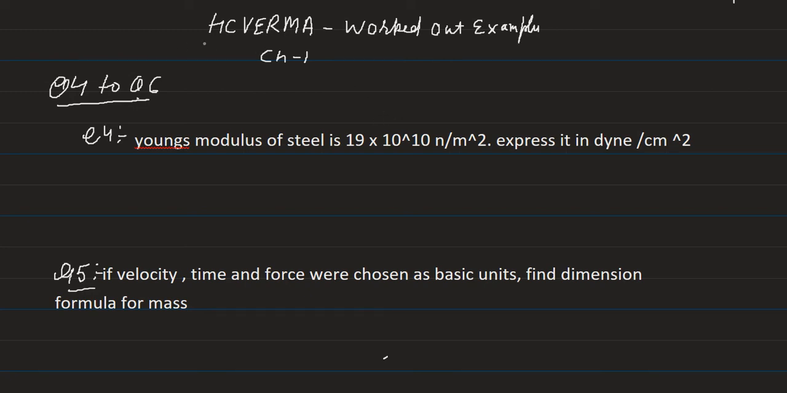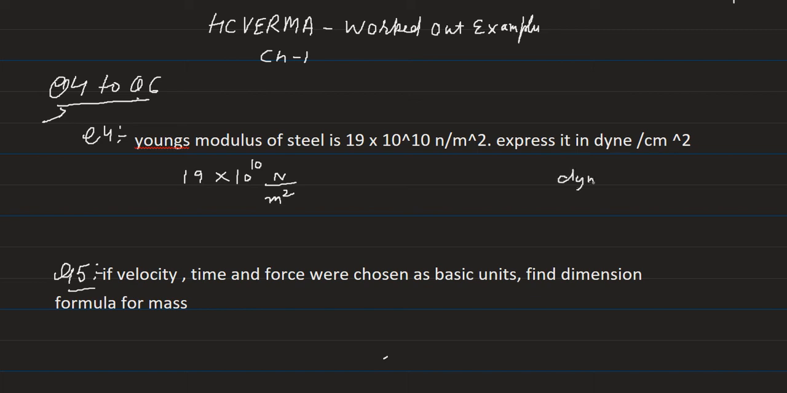So here I'm going to solve some of the problems of HC Verma worked out examples chapter 1. I'm starting with problem number 4 there. Young's modulus of steel is given to us, and the value is given as 19 into 10 raised to power 10 Newton per meter square. Newton per meter square is the unit of Young's modulus. We have to express this in dyne per centimeter square.